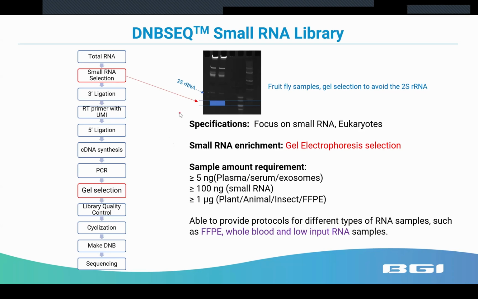Here's one thing that I need to mention: for fruit fly samples, the 2S ribosomal RNA has a similar size to the small RNA. So we need to eliminate the ribosomal RNA and only recycle the RNAs in this region. We need to be very careful when we do the gel selection. Otherwise, we will see many unwanted ribosomal RNAs in the small RNA sequencing data. It is really wasting. And we also have a low input solution for spatial samples extracted from the small RNA, with starting material as low as only 5 nanogram.